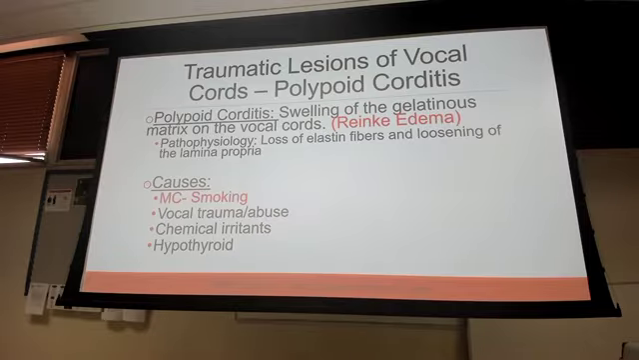The polypoid chorditis, so that's swelling of the gelatinous matrix of the vocal folds. That's also known as Reinke's edema. So basically elastin in the vocal folds, elastin's role is to be resilient and allow tissue to expand and come back together. But if it's loosened, it remains expanded and does not have that rebound. Most common cause is going to be smoking, but it can also be caused from vocal trauma, chemical irritants, or hypothyroidism.